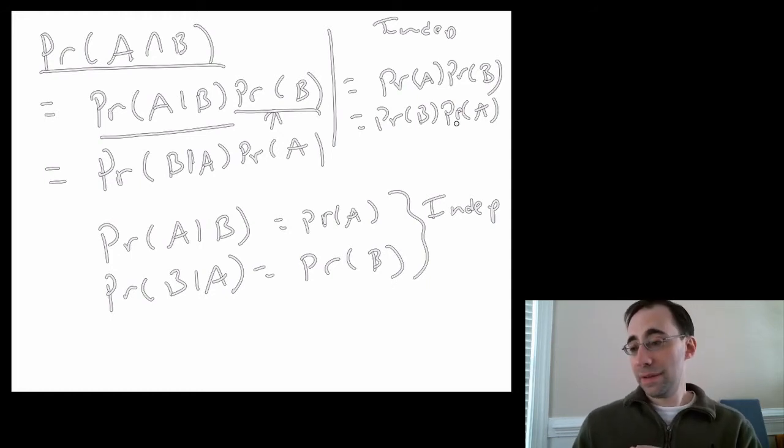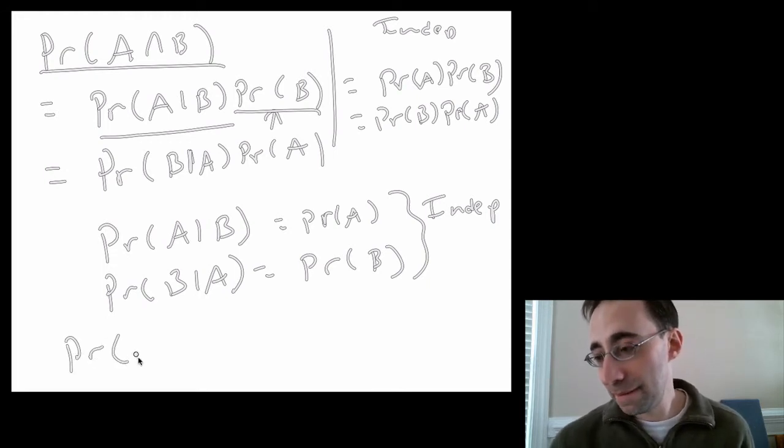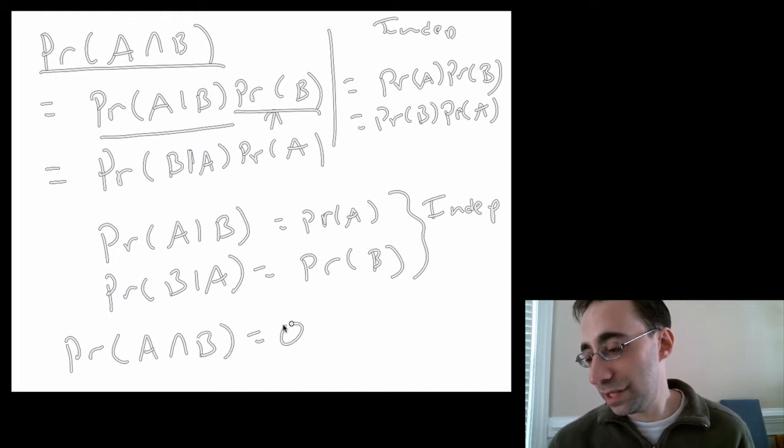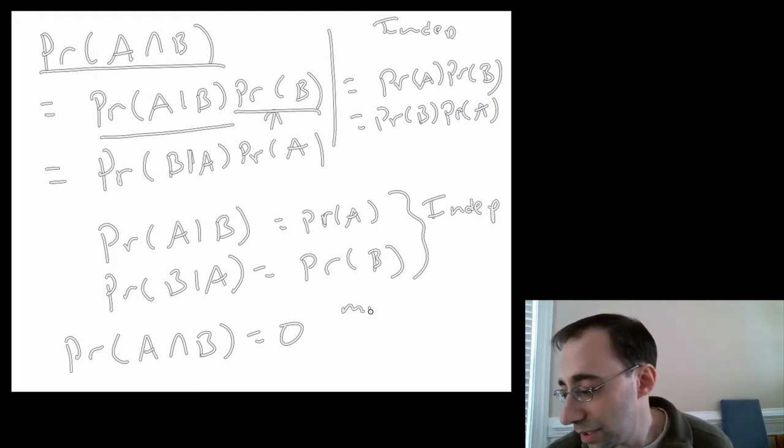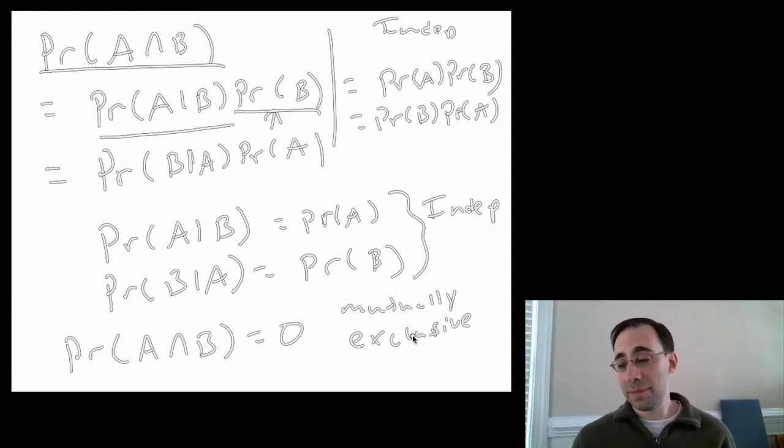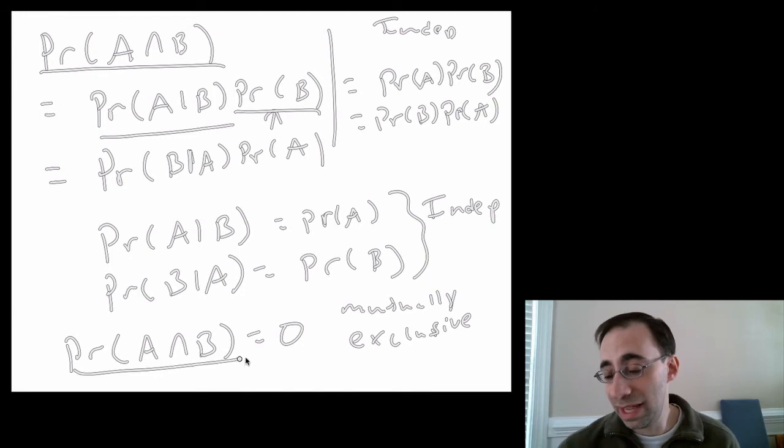Now, if two events are mutually exclusive, then this is 0. If events cannot happen together, then the probability that A and B happen is 0. So for mutually exclusive events, the probability that they both happen is 0. Events that are mutually exclusive cannot both happen at the same time. Therefore, the chance they both happen, the and, is 0.